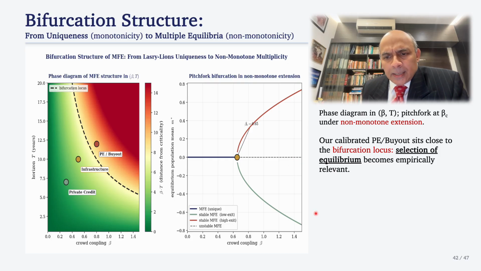So the selection of equilibrium becomes empirically relevant.